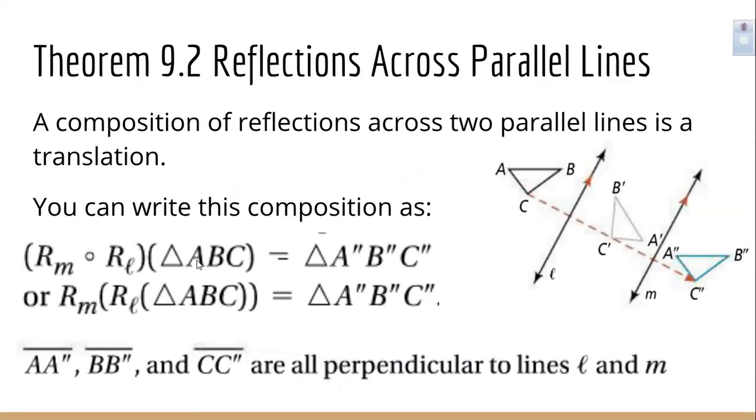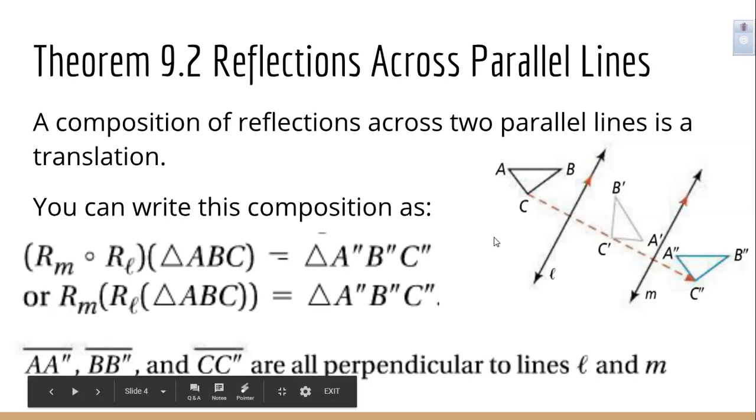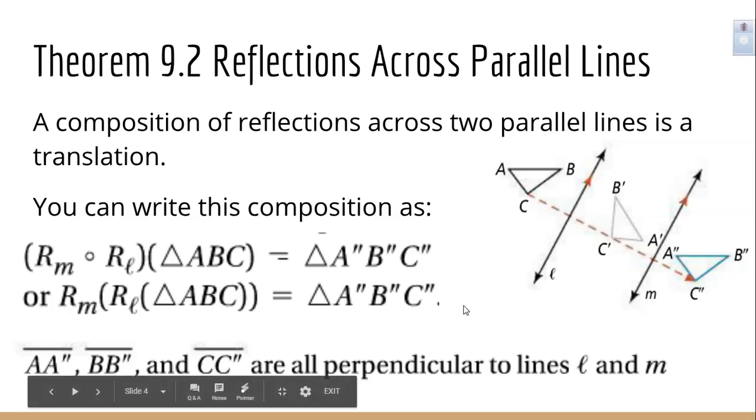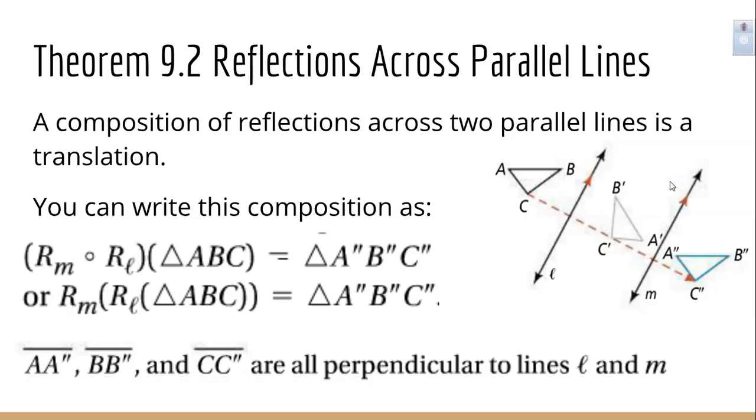So let's go back to this here. That's what this means. Now, the distance from A to A double prime is the same as the distance from B to B double prime and C to C double prime. And remember, all of these are going to be perpendicular to our lines of reflection.